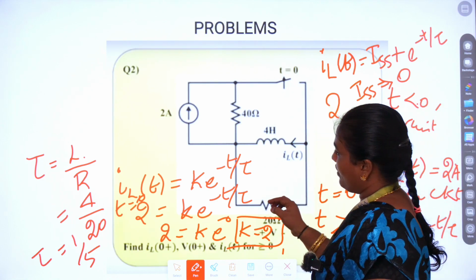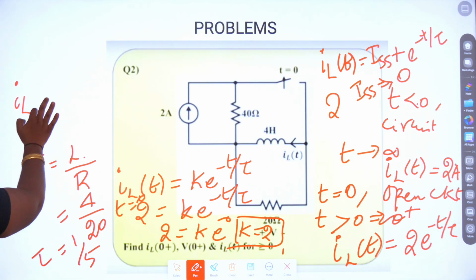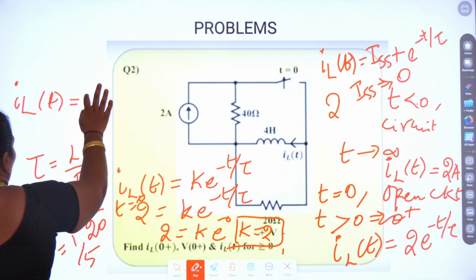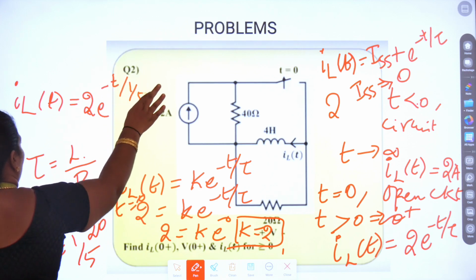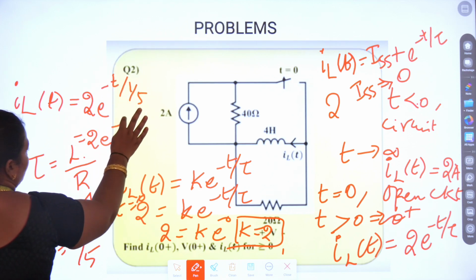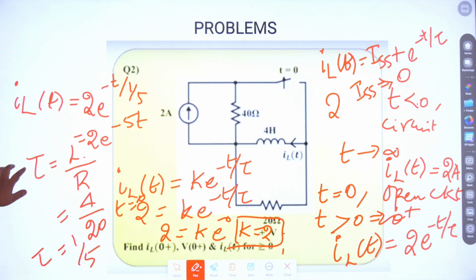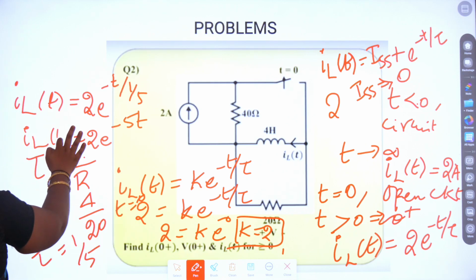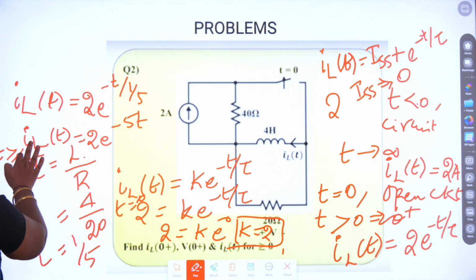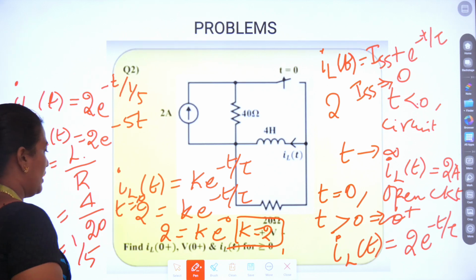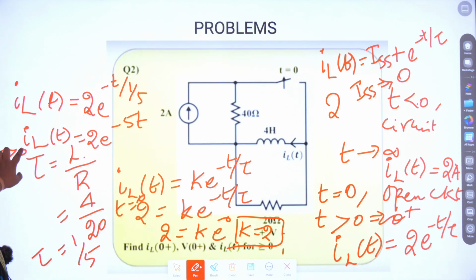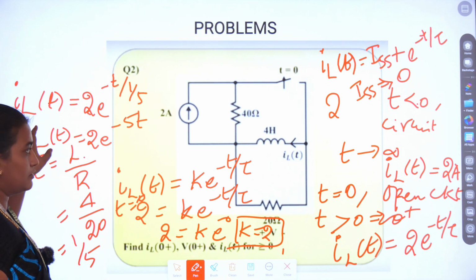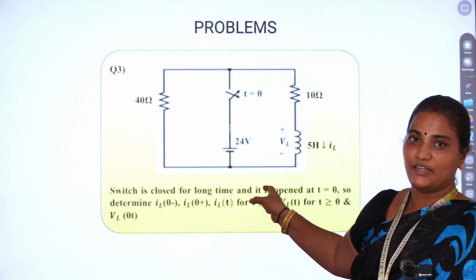So my final answer for IL of t will be equal to 2 times e power minus t divided by 1 by 5, so it is 2 times e power minus 5t. This is the current, IL of t, when t is greater than or equal to 0. Next we are asked to find V of 0 plus also. When I take the differentiation of this IL of t, I will be able to calculate V of 0 plus. So we'll continue here.